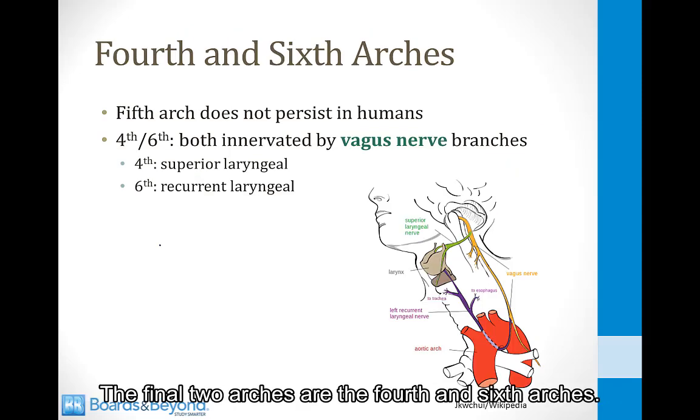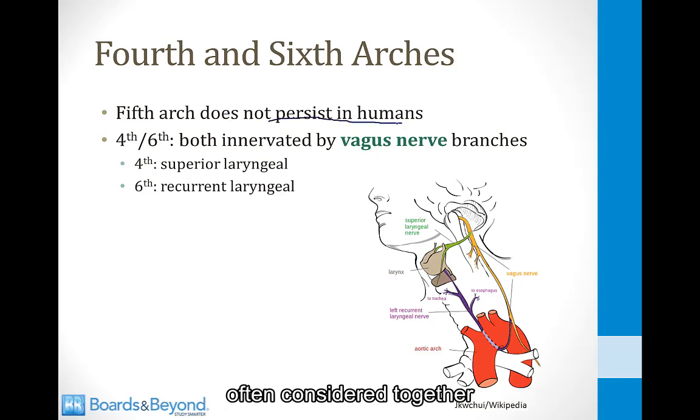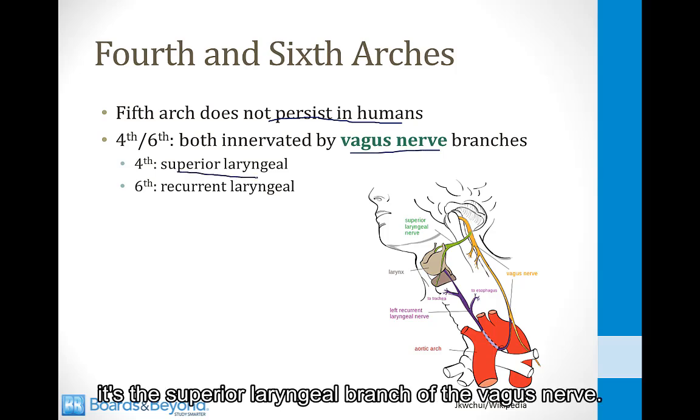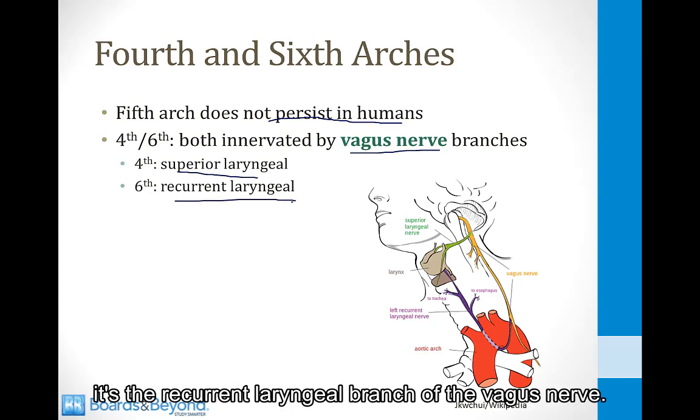The final two arches are the fourth and sixth arches. The fifth arch does not persist in humans, and the fourth and sixth arches are often considered together because they share a lot of similarities. First of all, the cranial nerve associated with both arches is the vagus nerve. For the fourth pharyngeal arch, it's the superior laryngeal branch of the vagus nerve. And for the sixth pharyngeal arch, it's the recurrent laryngeal branch of the vagus nerve.